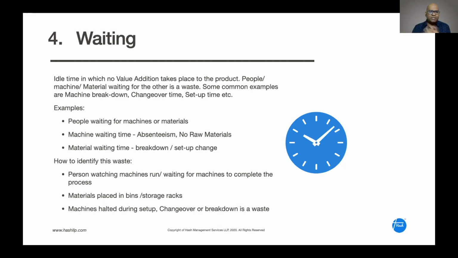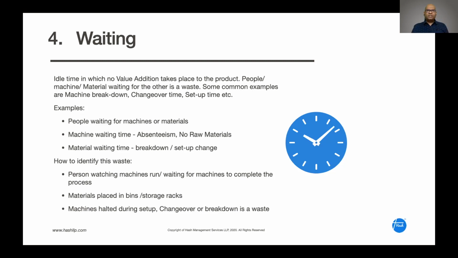Some common examples, if you can see, are machine breakdown. When there is a machine breakdown, what happens? Materials are waiting for the machine. Similarly, manpower is also waiting for the machine. When there is a changeover, what happens? During a changeover, the materials are again waiting for the machine. Manpower is also waiting, right? And when there is absenteeism, machines are available, materials are available, but manpower is not available. Sometimes the materials are not available. People are available, machines are available, but I don't have the raw material, right? So when one resource waits for the other resources, it can be called a waiting waste.